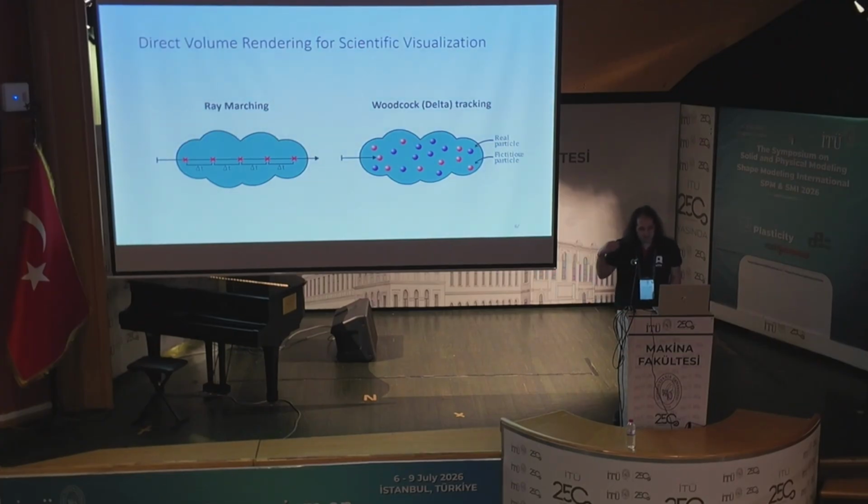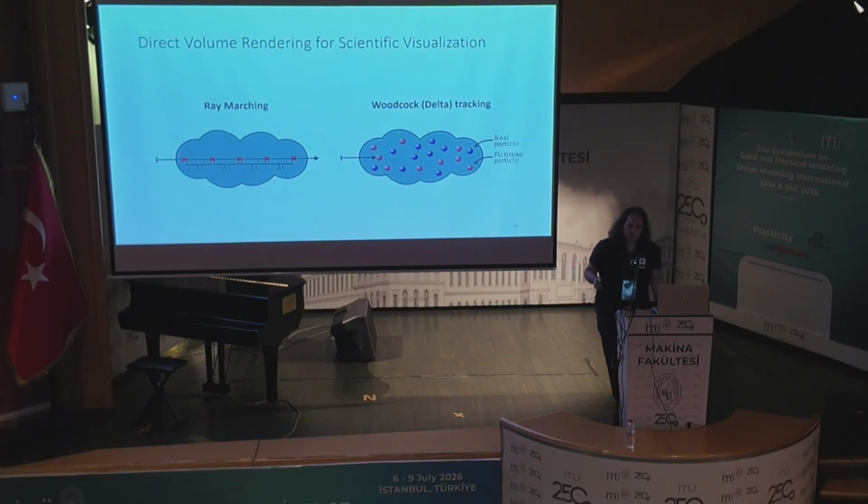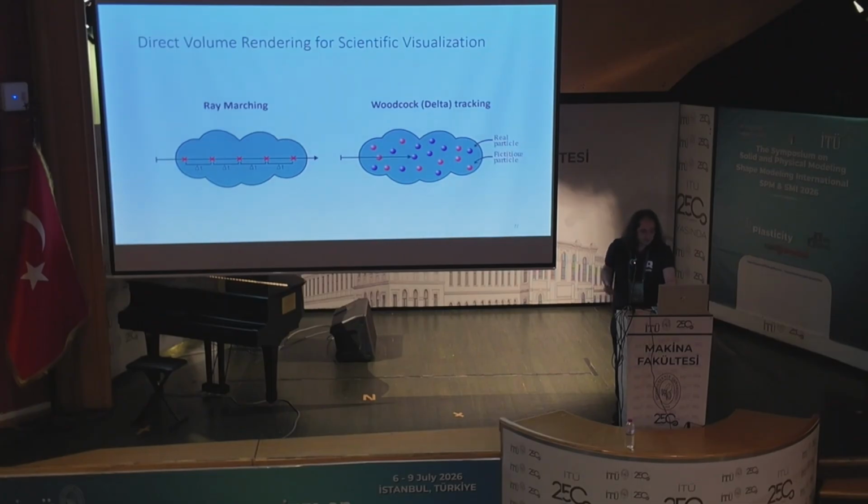Then we randomly sample some distance based on the maximum density, go there, and take a sample. Then we ask, what is the probability of that particle being a real or fictitious particle? Using that probability, we throw a dice and decide whether we call it fictitious or real. If it's fictitious, we continue because we didn't hit anything. If we decide we hit a real particle, we return its color.